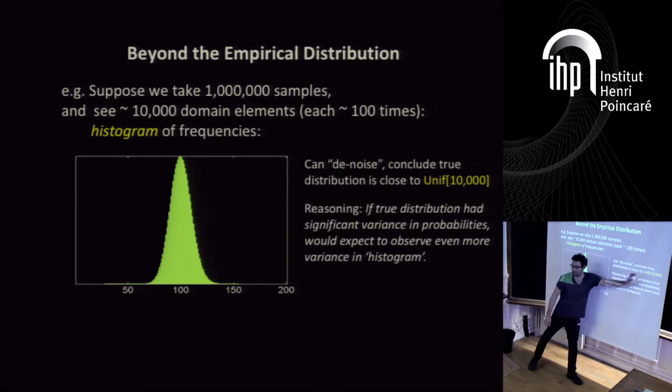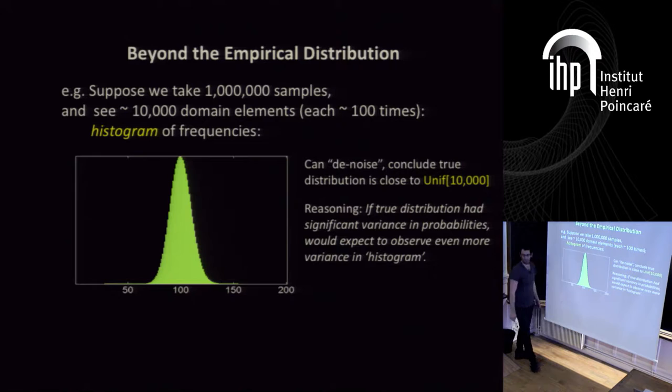And if someone says, hey, what's the probability of this guy that only occurred 80 times? You could say, well, with good probability, the guy who only occurred 80 times has roughly the same probability as the guy who occurs 120 times, and this probability is probably very close to 100 over a million, okay? So this is just one example of a setting where you can, to a significant extent, denoise the empirical distribution. And again, we haven't made any assumptions about the true distribution. We've only been reasoning based on what we observe, based on the empirical, okay?